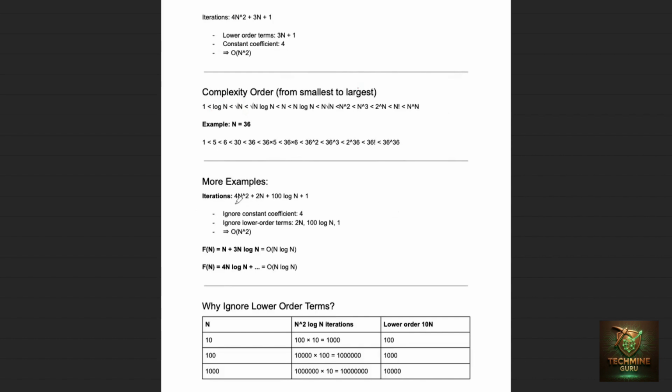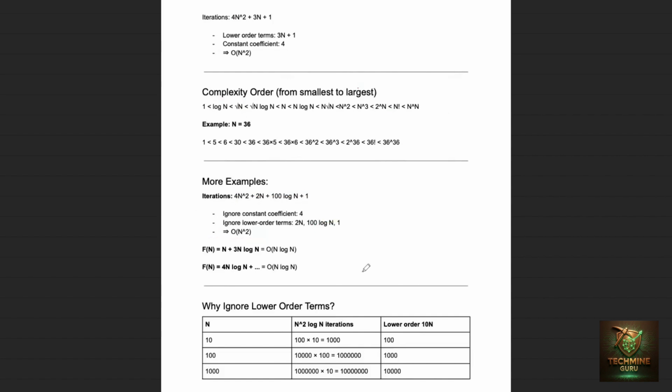Suppose your iteration comes around 4n square plus 2n plus 100 log n plus 1. You need to ignore the constant coefficient, which is 4, and you need to ignore the lower order terms, which are 2n plus log n plus 1, since we know that n square is greater than n and log n also, right? So what is the time complexity of this? The time complexity will be O(n square).